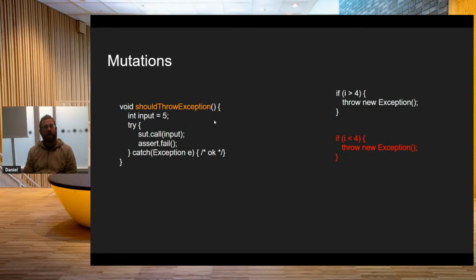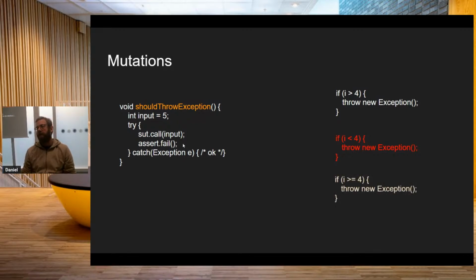So I run the test suite on this mutant. Input is 4. Call with input. So i is the input, 5 less than 4? No, it's not throwing an exception anymore. It's bigger than 4, right? So it's not going to throw an exception. So I'm going to get a fail. So we have caught that mutant. We killed the mutant, it's called.